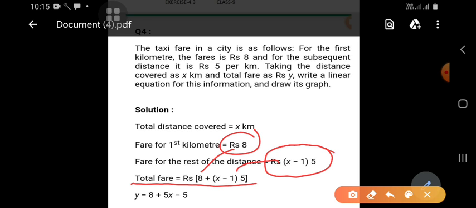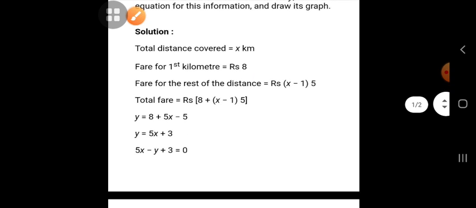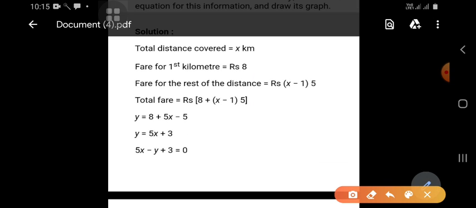So total fare, that is rupees y, it is given in the question. So y is equal to 8 plus 5x minus 5, just we multiply here, total fare is here y. So y is equal to 5x plus 3, because 8 minus 5 is equal to 3. So this is y. Now y is equal to 5x plus 3.